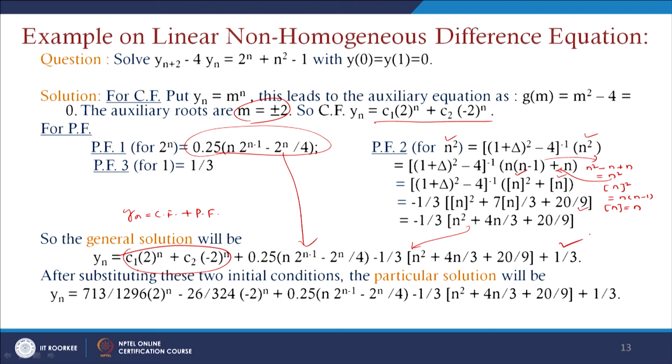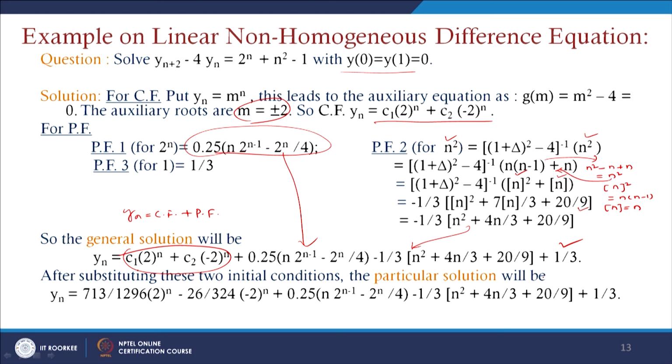And if you find this complete solution based on the initial conditions, the particular solution will be in the form of, since we have to put the boundary conditions also, that is y 0 equals to y 1 equals to 0, then the total solution will be in the form of 7 1 by 3 by 1296 2 to the power n minus 26 by 324 minus 2 to the power n plus 0.25 n 2 to the power n minus 1 minus 2 to the power n by 4 minus 1 by 3 n square plus 4 n by 3 plus 20 by 9 plus 1 by 3.